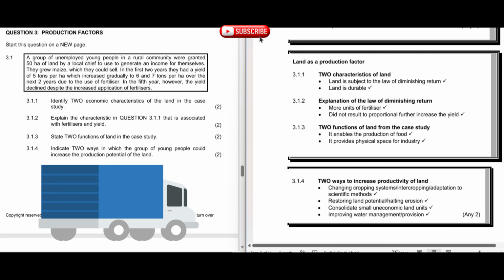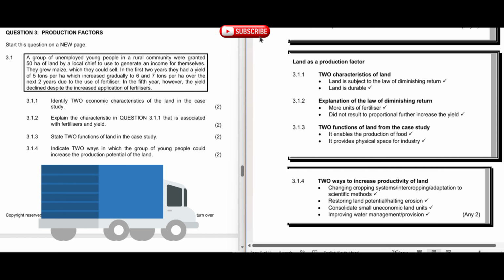In the first 2 years, they had a yield of 5 tons per hectare, which gradually increased to 6 and 7 tons per hectare over the next 2 years due to fertilizer use. In the 5th year, however, the yield declined despite increased fertilizer application. 3.1.1 Identify 2 economic characteristics of the land in the case study. Land is subject to the law of diminishing returns, and land is durable.